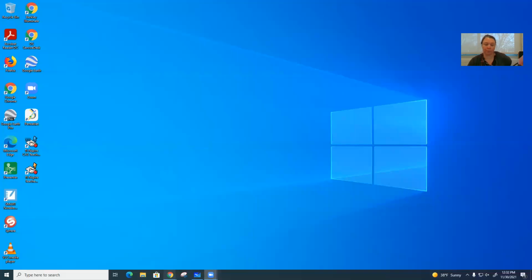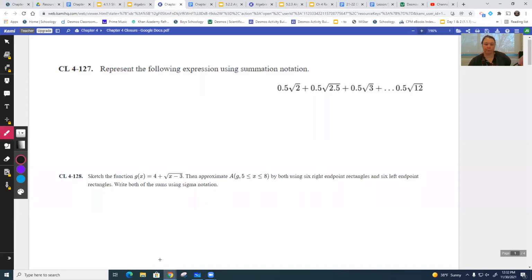All right, pre-calculus chapter 4 closure. All right, number 127, we want to represent this using sigma notation.